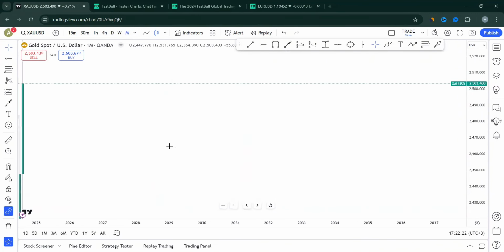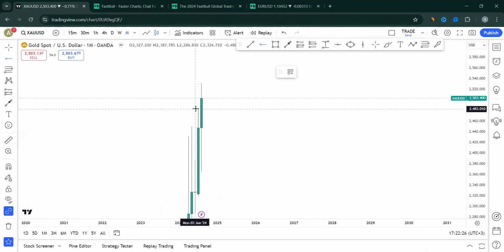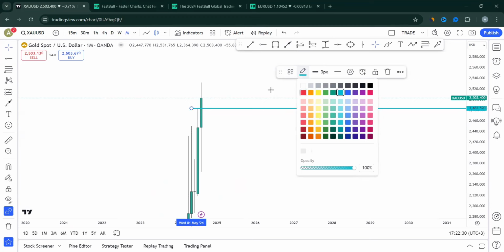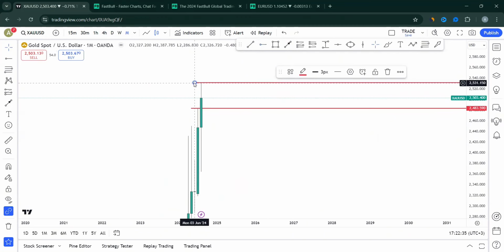So, starting from the monthly time frame, what do we observe? We see that price closed above this area here, okay? This area, I'm just going to change it to red. I like using the red color in the monthly time frame. Then also the highest point that we had here is that.